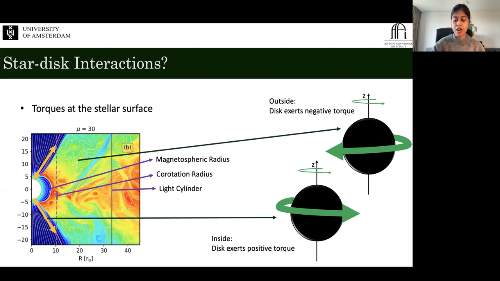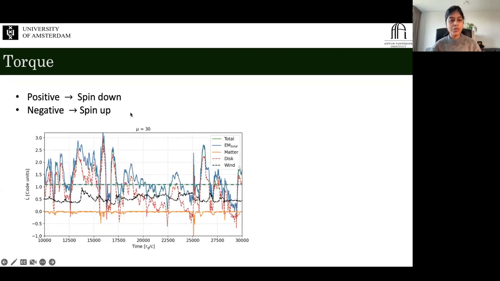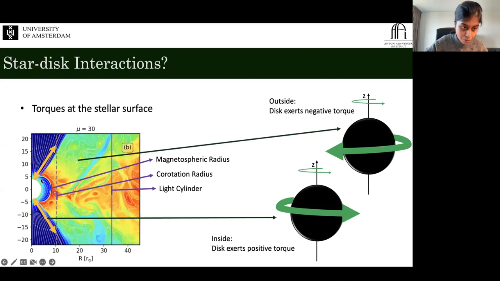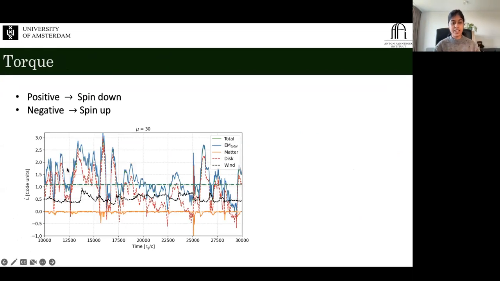Now we looked into how the torque behaves as a function of time in a dipolar case. This is the case where you have this equatorial scenario on average. So you have the magnetospheric radius inside the co-rotation radius, and you have a nicely channeled accretion regime.